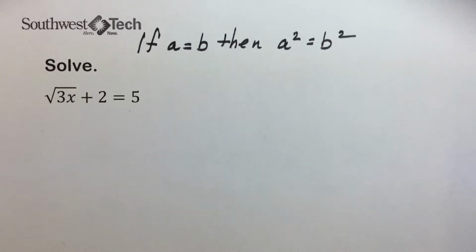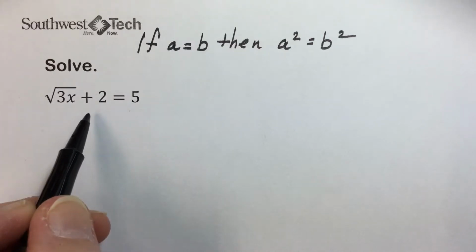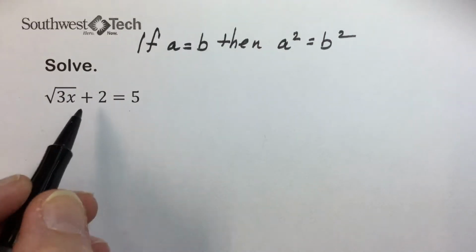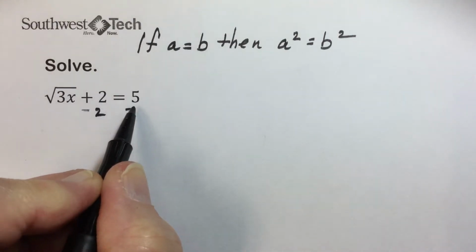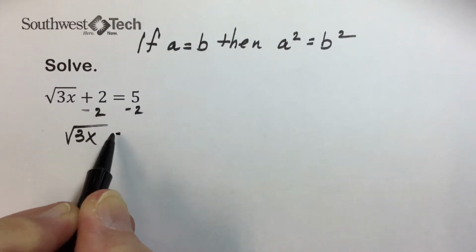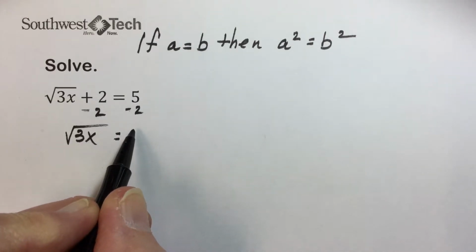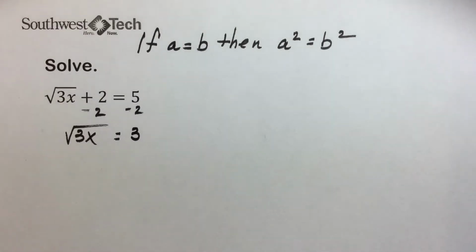Our plan is to isolate the radical term on one side of the equation and then use the principle of squaring, as I mentioned a minute or so ago. To do so, I'll subtract 2 from each side, which will isolate this radical expression, and simplifying, we'll put a substituted value of 3 in place of 5 minus 2.